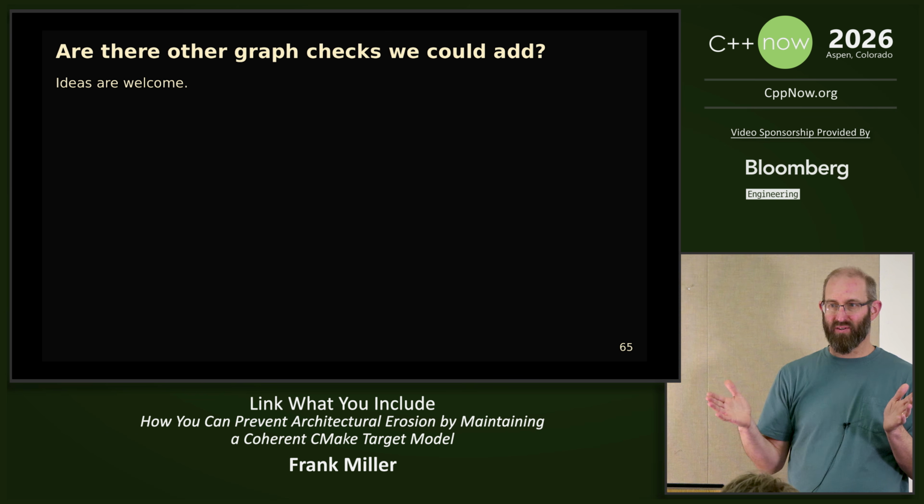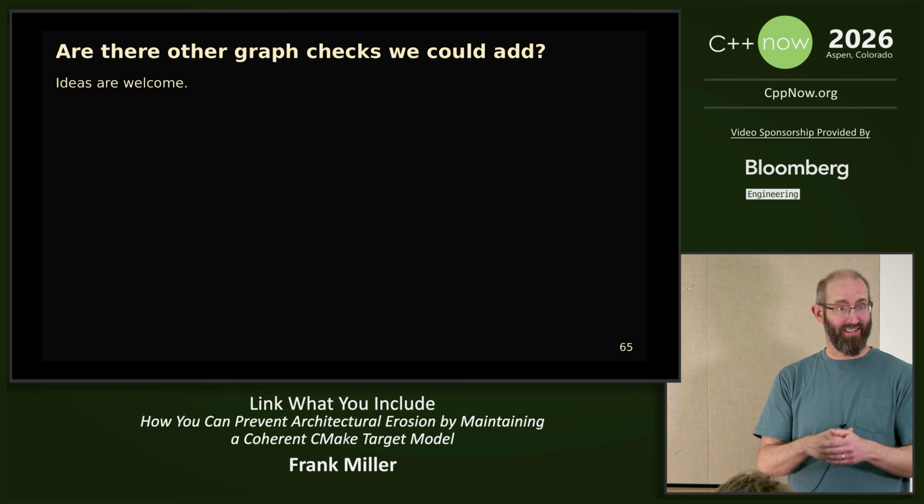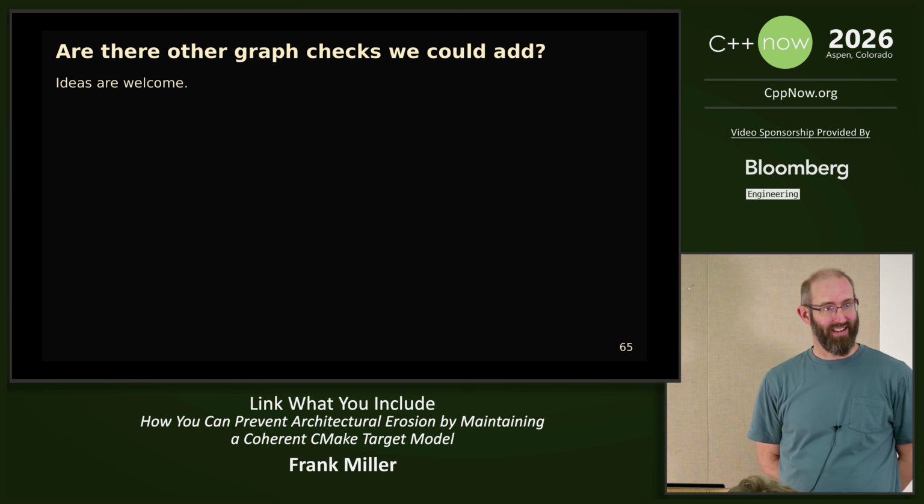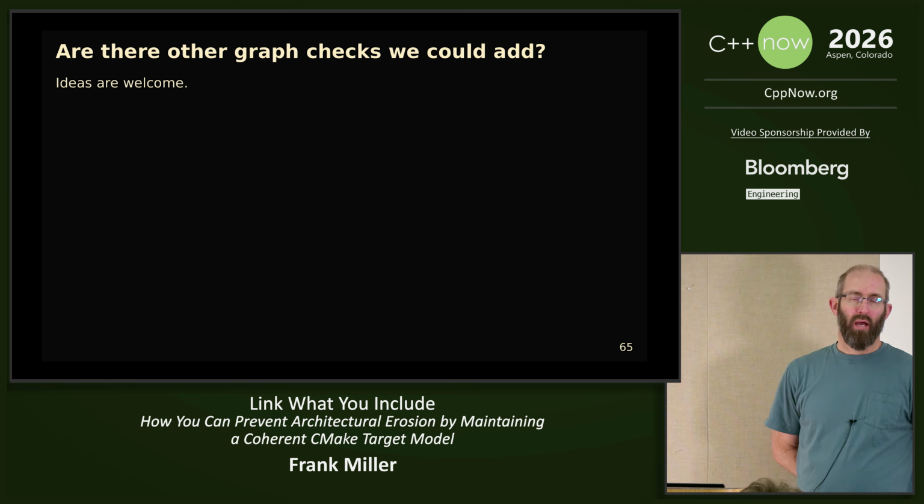And now I suspect that there are other graph algorithms that can be added. Any ideas? Some of these we can run right on the CPS files, by the way, so they don't necessarily have to be tied to link what you include. But I don't object to adding them to link what you include.